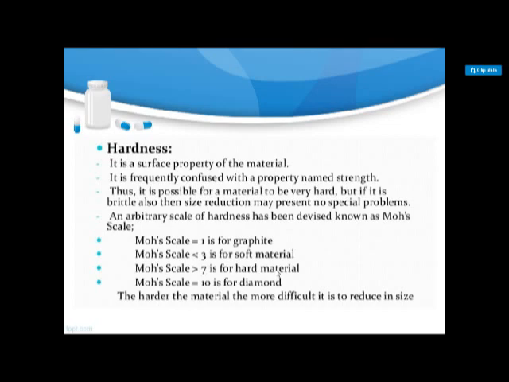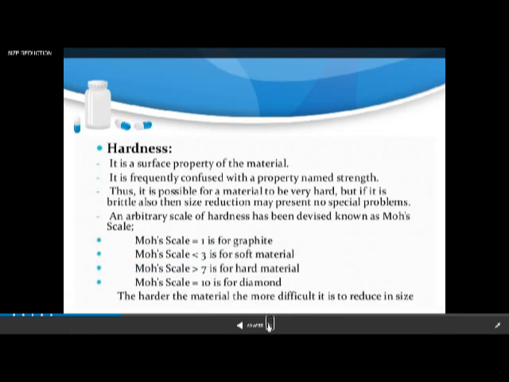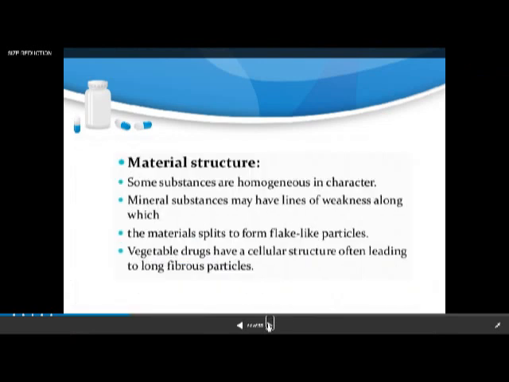So depending on the value on the Mohs scale, it is decided whether the material is soft or hard. Generally it is very difficult to reduce the size of a hard material. If the material is soft, its size can be reduced easily. Now, the second factor is the structure of the material.